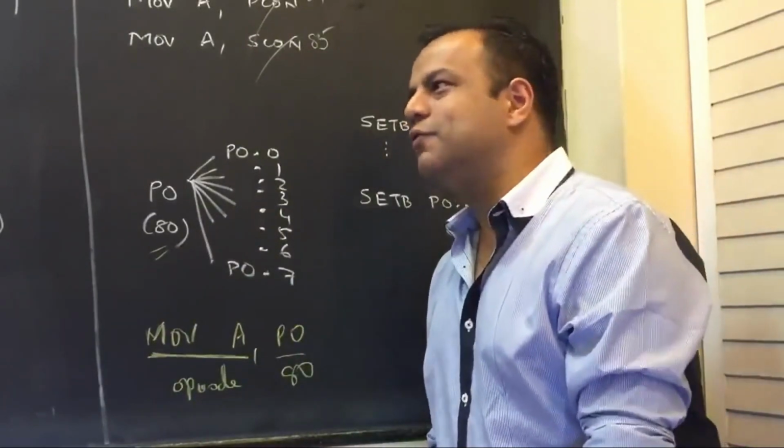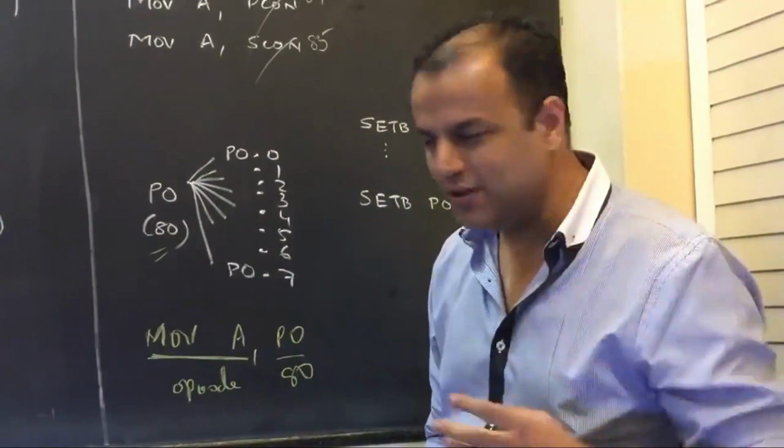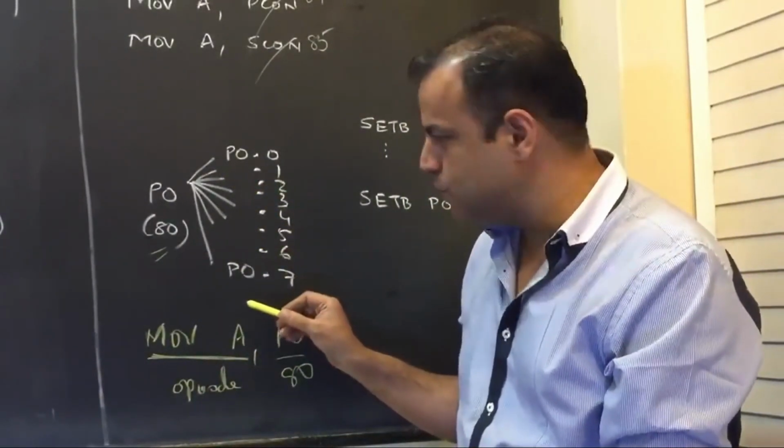Now, again, if you've seen the second video of 8051, I have given you a detailed description of all the pins. In that you will know, port 0 has 8 pins like every other port.